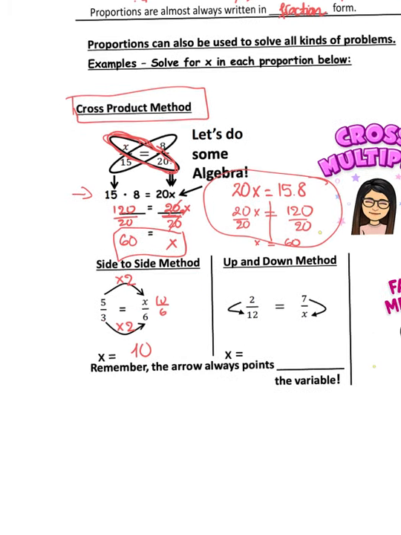All right, next we have the up and down method. How many times does 2 go into 12? 6 times. So 7 going to x will be 6 times as well. So 7 times 6 will be 42. Okay, so remember the arrow always points forward, toward the variable.